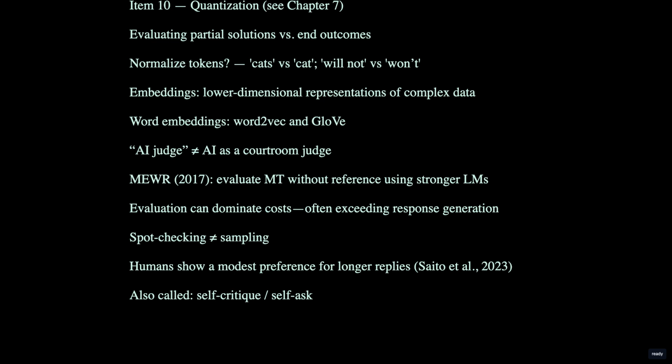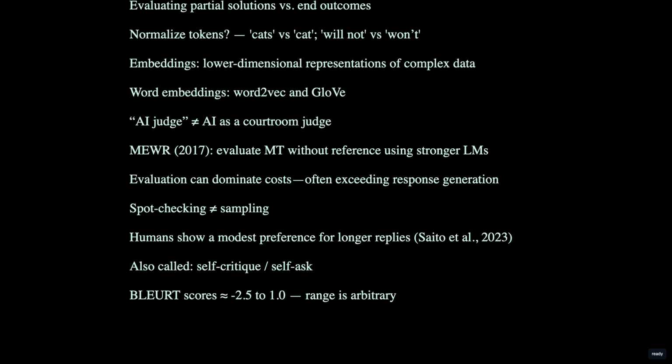finalizing an answer. BLEURT typically outputs values around -2.5 up to about 1.0, which is not an intuitive probability or quality scale. This shows a general issue with AI judges. Numeric ranges can be arbitrary, so you must calibrate or map scores to human judgments before interpreting them.